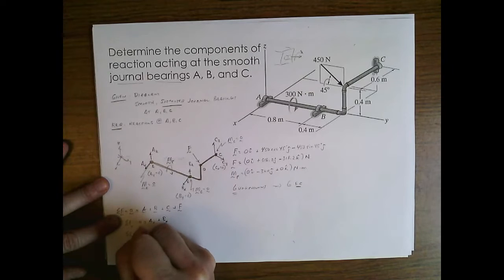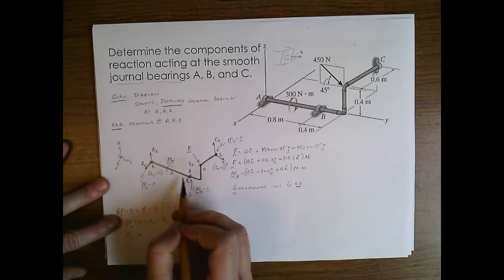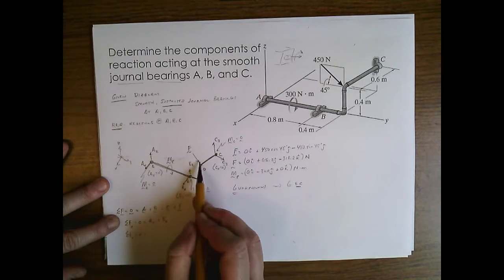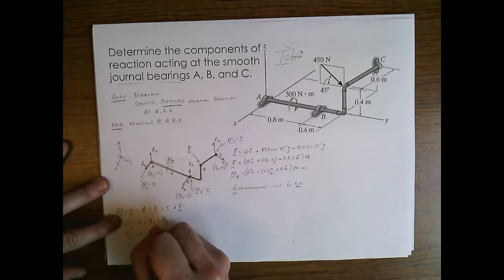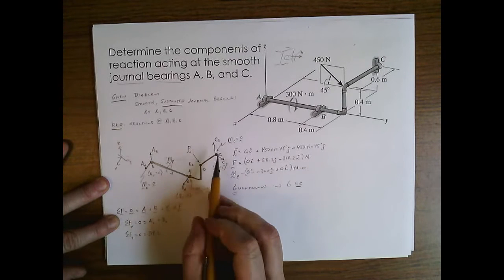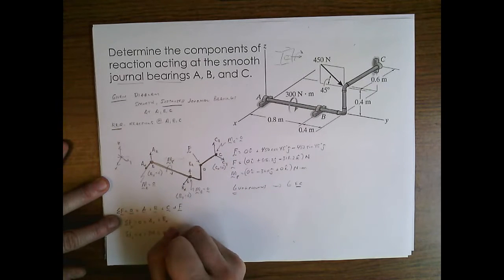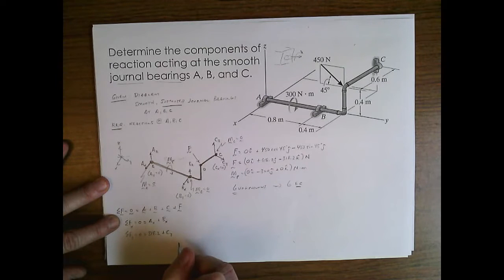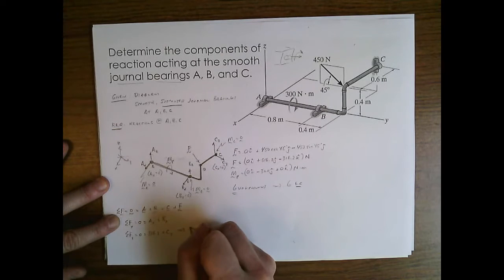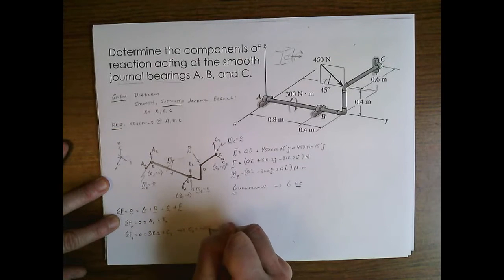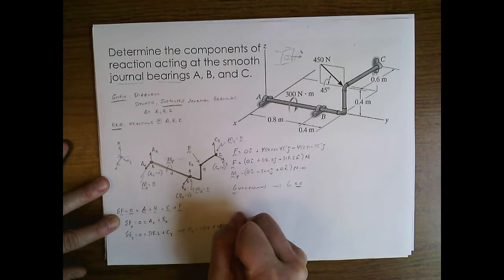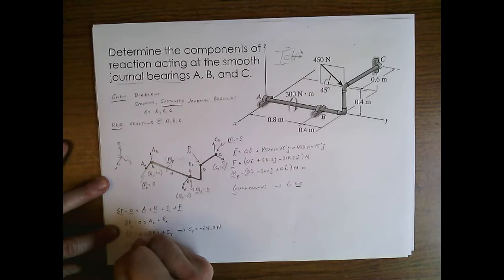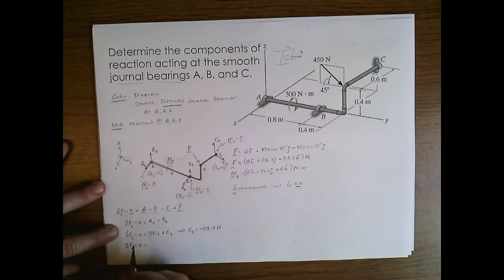Sum of the forces in Y is equal to 0. Here A has no Y, B has no Y. F, its Y component is 318.2. And I have a CY that is unknown. So immediately here, I can get that CY is equal to negative 318.2 newtons.